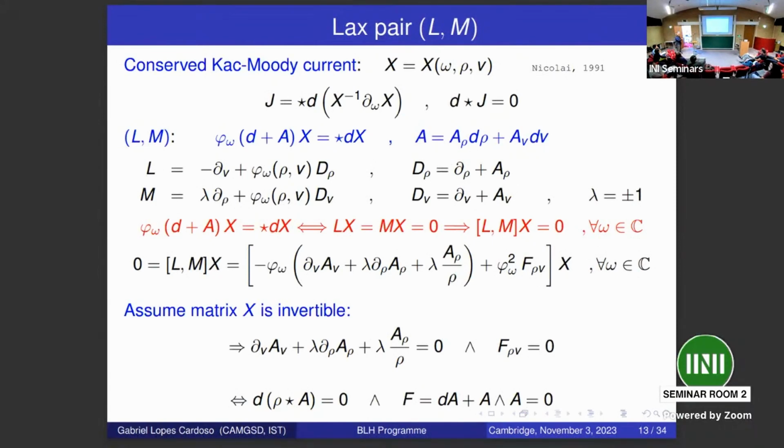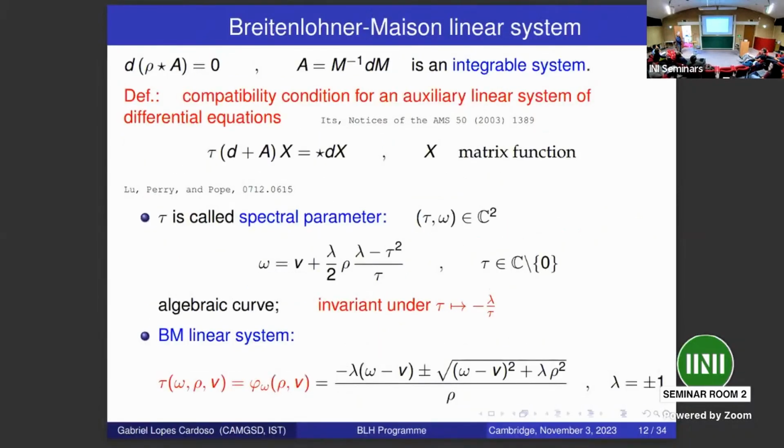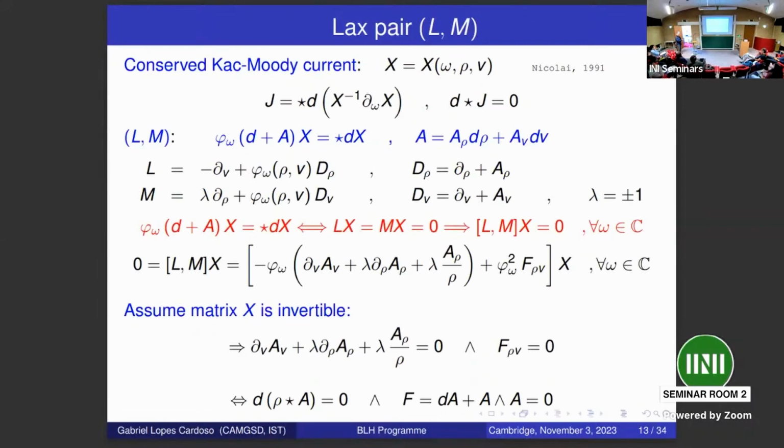So this is a linear system. Remember that tau is replaced by one member of this family. Now, remember that A is a matrix 1-form, so it will have two legs, A_rho and A_v, but A_rho and A_v are both matrices. And now this is called a linear system. It's linear in X, but it's also called a Lax pair.